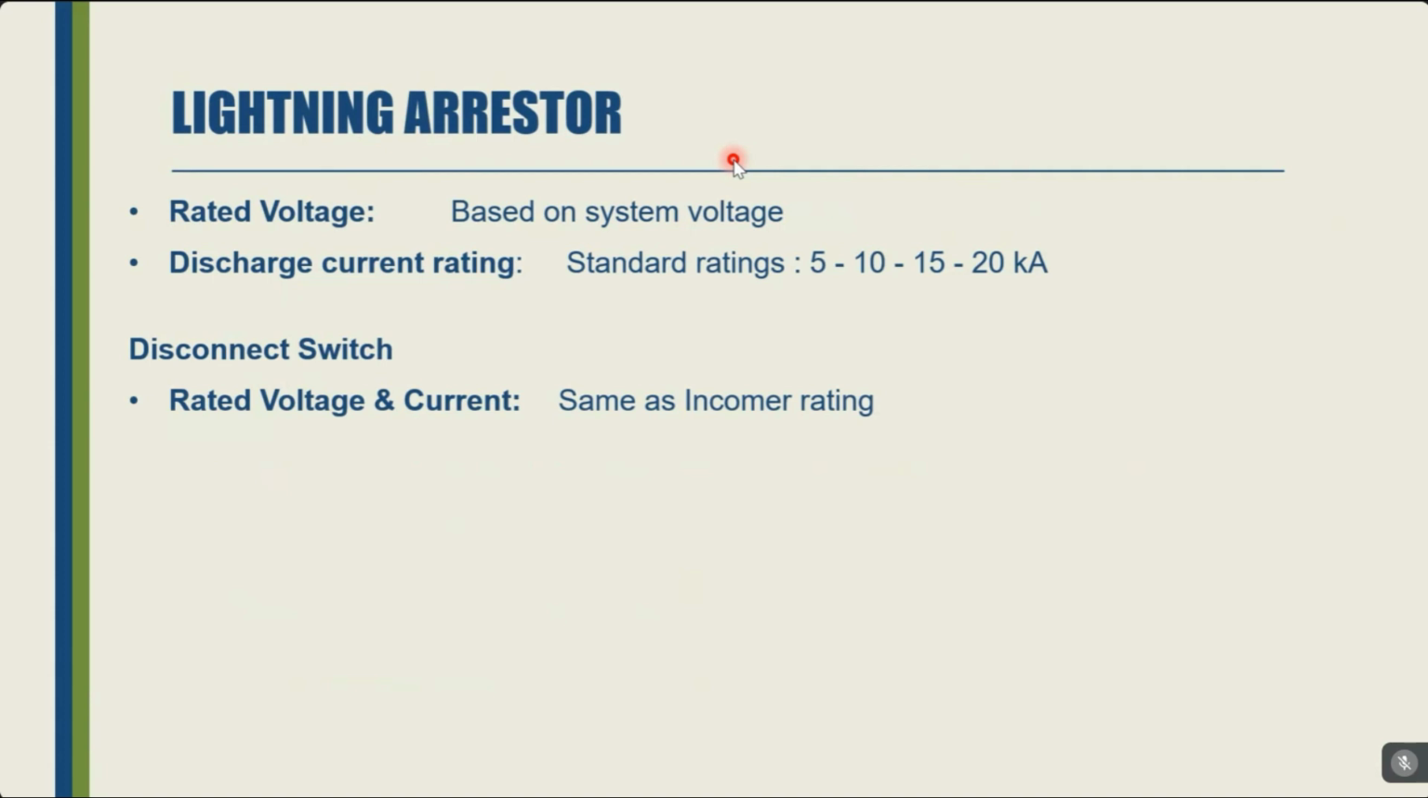So we have to know that the rated voltage of any lightning arrestor is always based on the system voltage of your HT switchgear. And the discharge current rating, as per the calculation, has standard ratings of 5, 10, 15 and 20 kiloampere respectively. And if you are providing a disconnecting switch as part of your HT switchgear, the rated voltage and current will be as per the incomer rating, mind you.